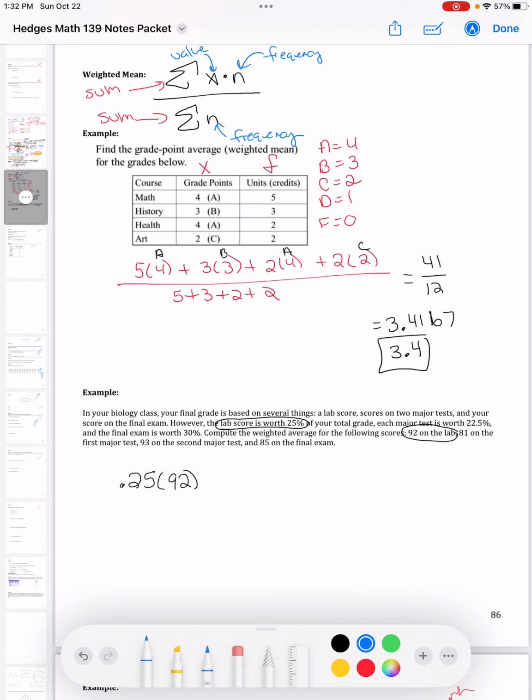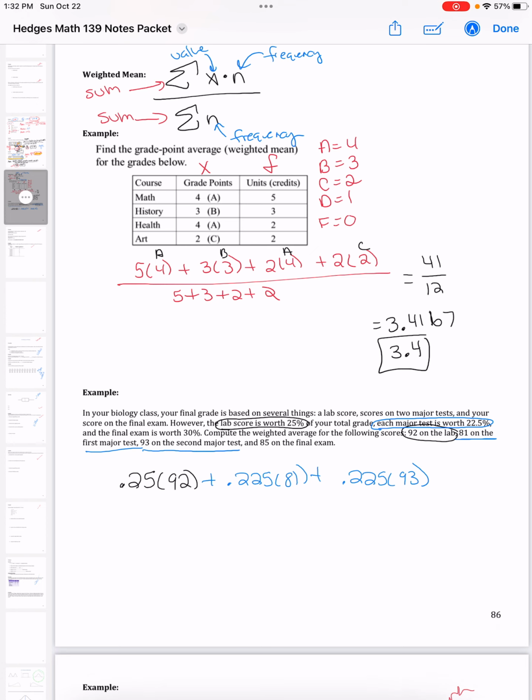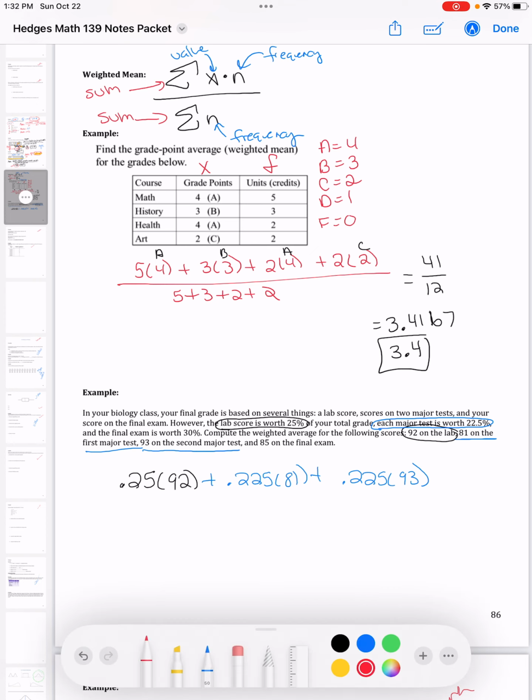And then each major test is worth 22.5. And I made an 81 on the first one. And then a 93 on the next one. And then, let's see, the final exam is worth 30. And I made an 85 on the final exam.